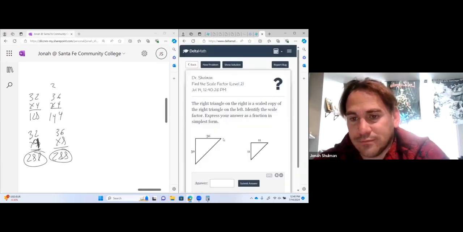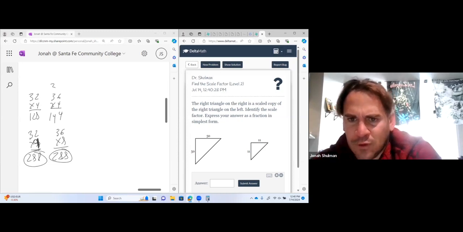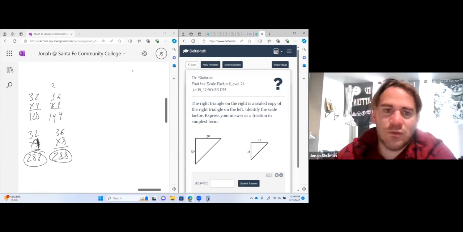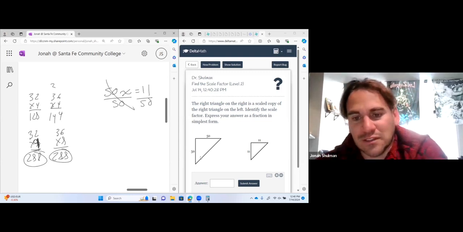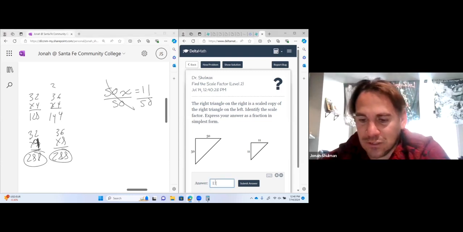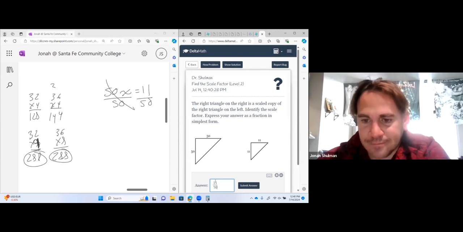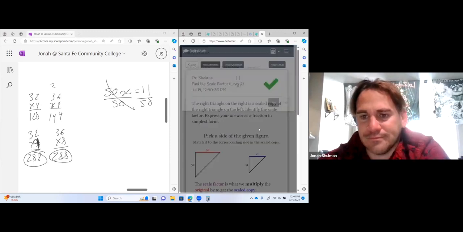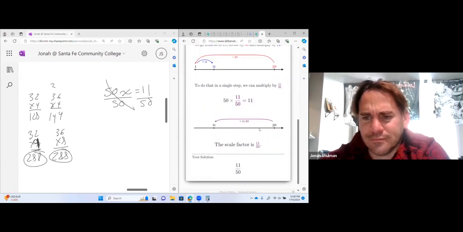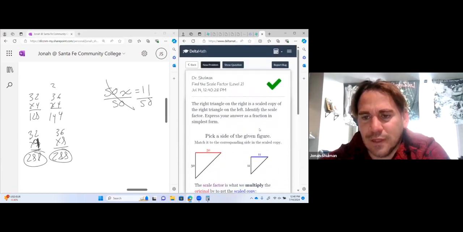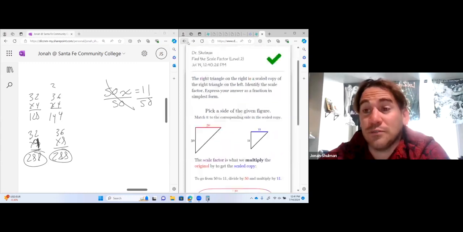Find the scale. Oh, we got a harder one. All right. So the triangle on the right is scaled down, right? So we know 50 times something gives us 11. So we divide by 50. It's 11 over 50. You can't simplify that. That's my scale factor. It is getting smaller. Nice. Oh, that's fun. Their way is really pretty.